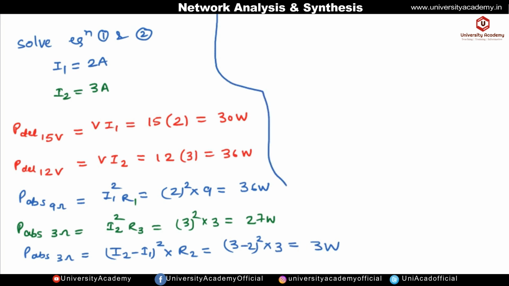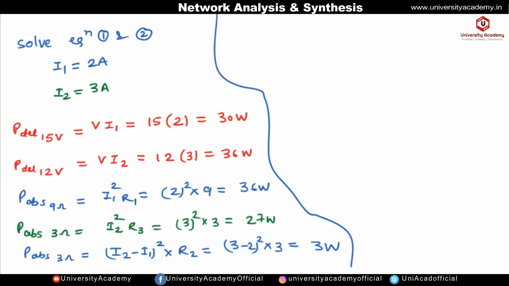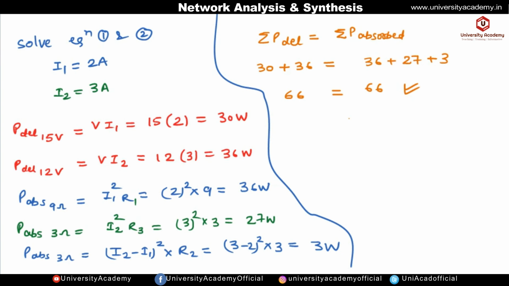Now we have obtained the power delivered and the power absorbed by all the resistances. As per Tellegen's theorem, the sum of the power delivered by the sources should be equal to the total power absorbed by all the resistances. So the total power delivered in this case is 30 watt plus 36 watt, because only two voltage sources are present in the network. And power is absorbed by three resistances, so it is 36 plus 27 plus 3, which is 66. This is also 66. It means Tellegen's theorem is verified.